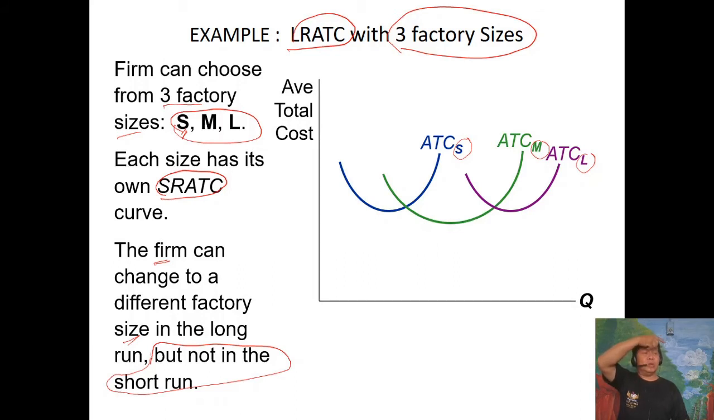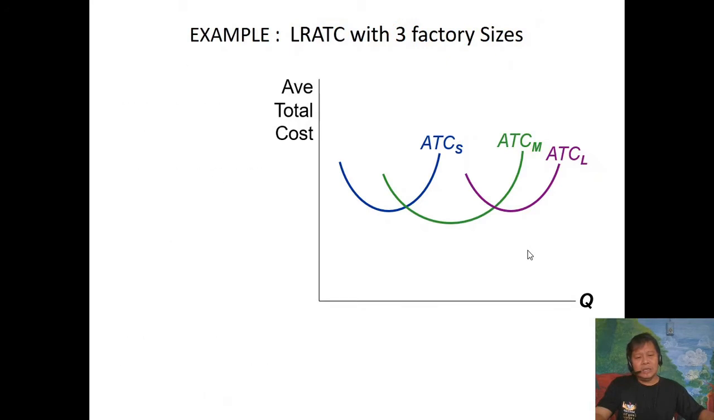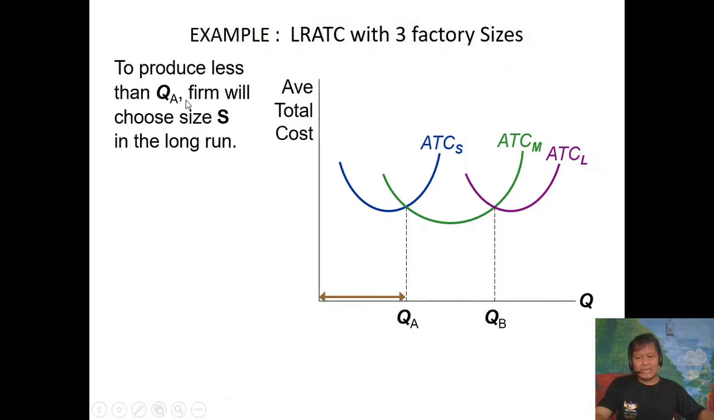But usually, if the business is doing well, owners tend to open more branches and expand production size in the long run. Okay, and so for example, to produce an output of less than QA, in this level, in this level, so less than QA.